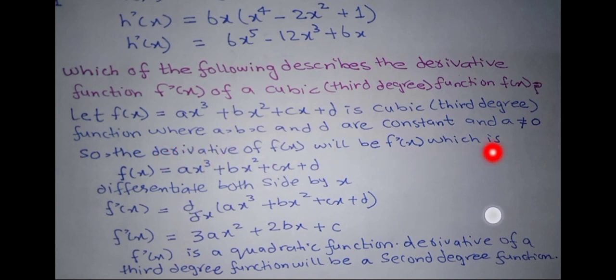We take the derivative of f(x), we differentiate on both sides of this function, and here we get 3ax squared plus 2bx plus c, and the derivative of the constant term is 0. So here we notice that it becomes a second degree function. So the derivative of a third degree or cubic function is a second degree function or a quadratic function.